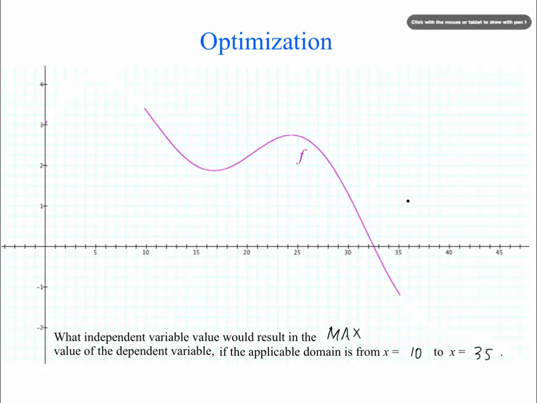10. That's all we're saying. Here are all the possible values of the dependent quantity for this applicable domain. We want to make x 10, so we get the largest value of f. You see it?